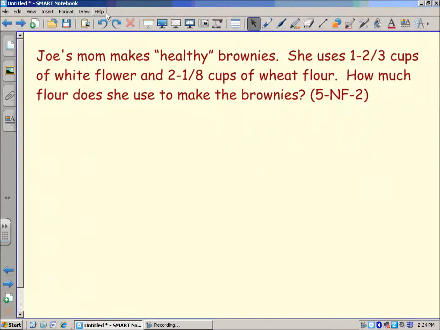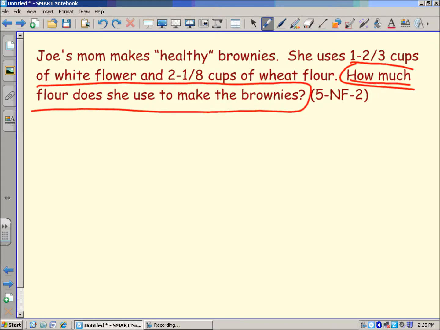And now we'll take a look at the third problem in fraction review number 2. And it goes like this. Joe's mom makes healthy brownies. She uses 1 2/3 cups of white flour and 2 1/8 cups of wheat flour. How much flour does she use to make the brownies? And you can see our job in that last sentence once again. It's often found there. So you're trying to find out how much flour she used to make the brownies. So it really sounds like an altogether type problem. So let's take a look at the rest of the sentences.